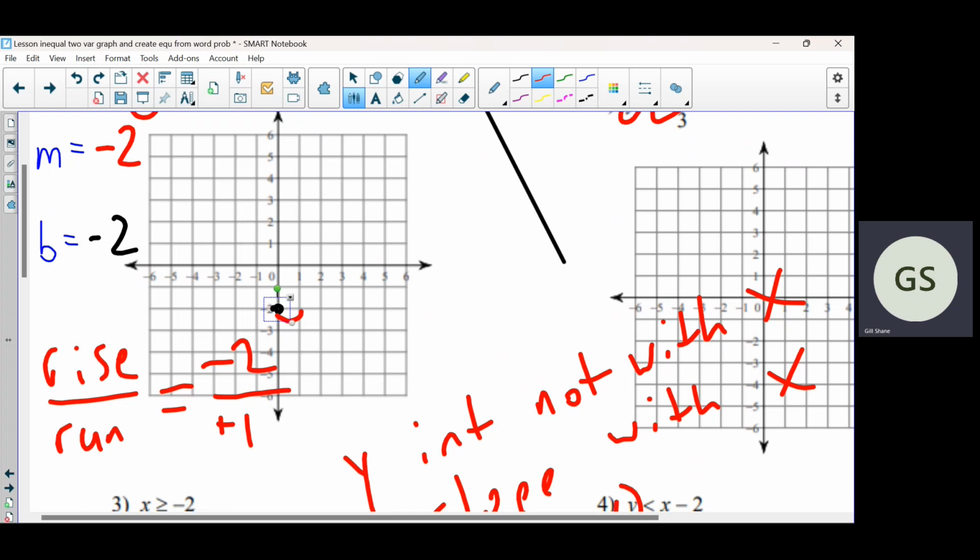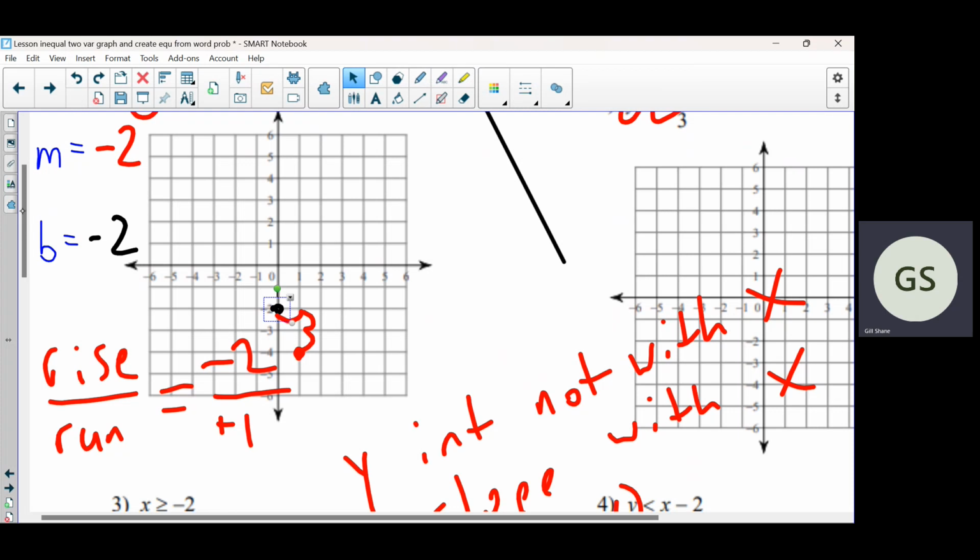Hopefully it makes logical sense that a positive rise would mean you're going up. You're getting more positive, you're going up. So therefore a negative rise would mean we'd have to go down. We'd have to do the opposite. So when I do that, there's my second point. I didn't have any calculations. I just had a process I had to follow.